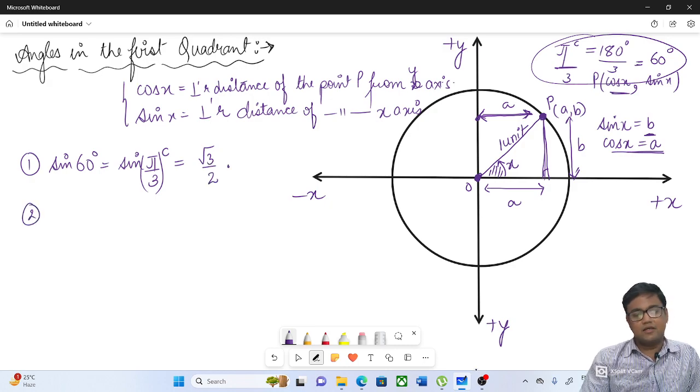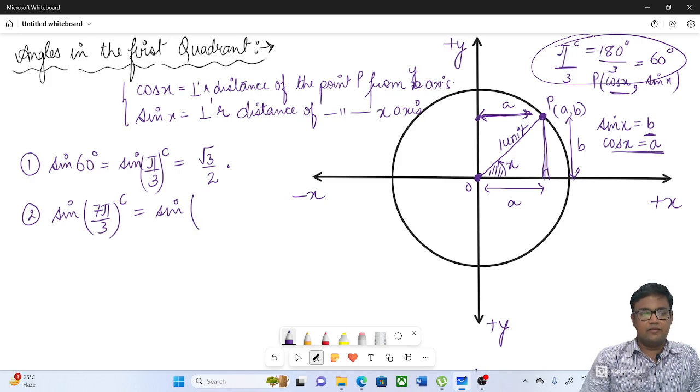Let us take an example of an angle which lies in the first quadrant only, sine 7 pi by 3 radians. Now, what is actually 7 pi by 3? Let us try to break it down. We know that 7 by 3 is an improper fraction. It can be written in the form of a mixed fraction like this.